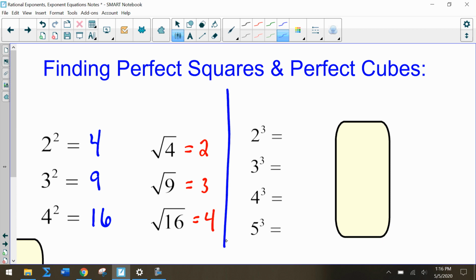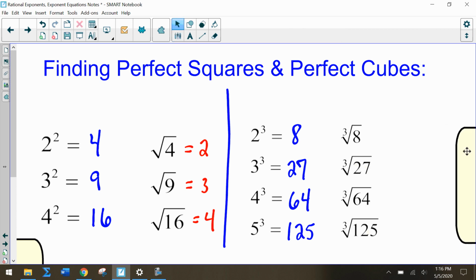But now when we're talking about perfect cubes, we have 2 to the 3rd power, and that gives us 8. And then think about what 3 to the 3rd power is. Don't say 9, a lot of people make that mistake, but it's 3 times 3 times 3, which is 27. 4 to the 3rd, we have 64. And 5 times 5 times 5, we have 125. So in order to undo something that's being cubed, we can take the cubed root. So these are cubed roots.